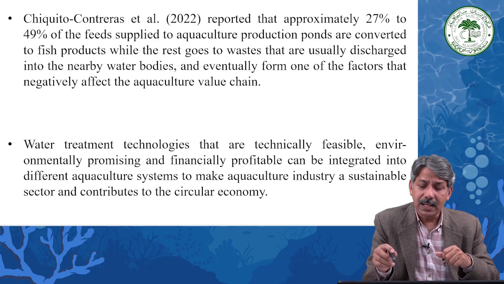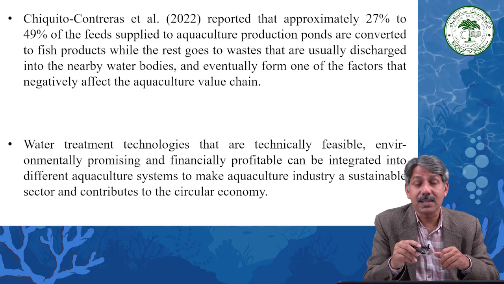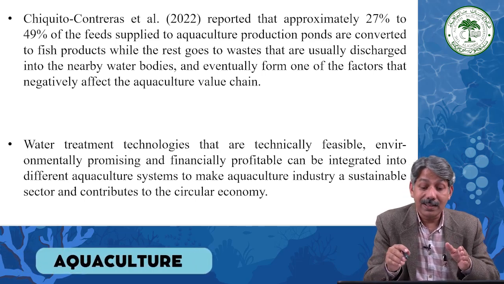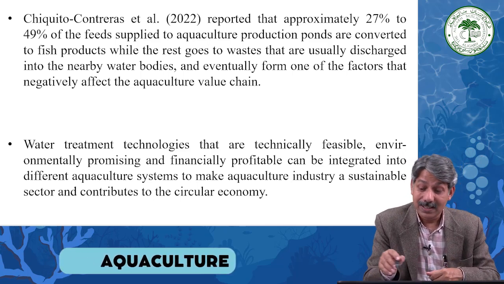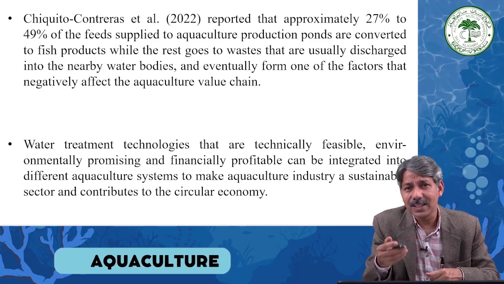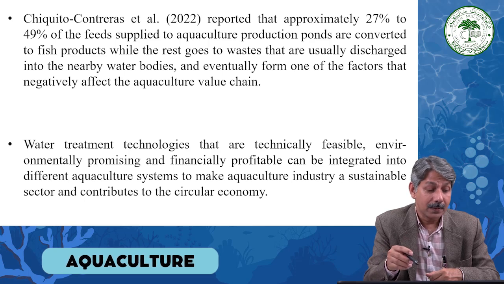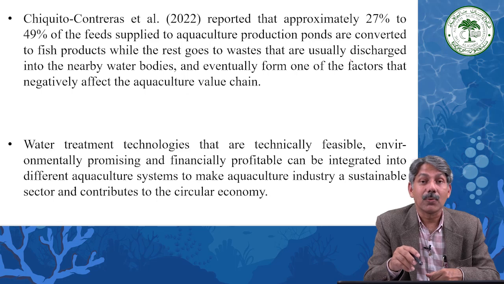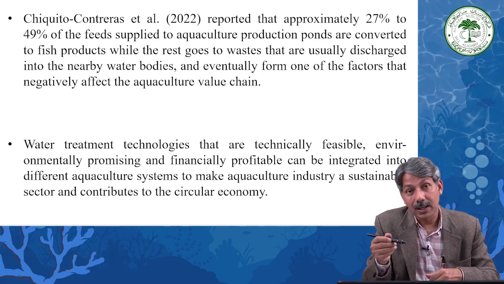It has been reported that approximately 27% to 49% of the feeds supplied to aquaculture production ponds are converted to fish products, while the rest goes to waste that is usually discharged into the nearby water bodies. Only 27 to 49%, or you can say not more than 50%, is converted to fish product, fish biomass, and the rest is usually discharged into the nearby water bodies, and that is one of the factors that negatively impact the aquaculture value chain.